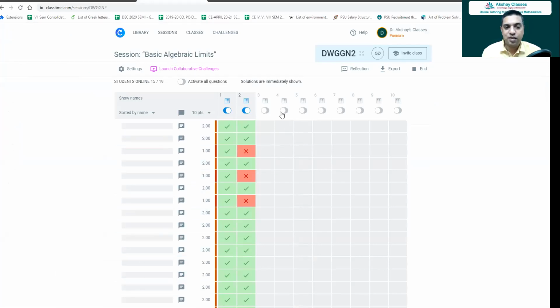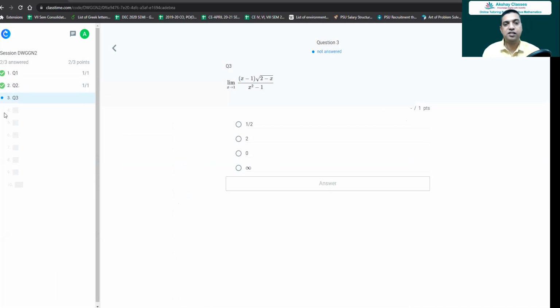Now let us do another one. Go to the third question. Choose the third question from your list. I hope you are able to see that. Limit x tends to 1, (x minus 1) into the square root of (2 minus x) upon x square minus 1.